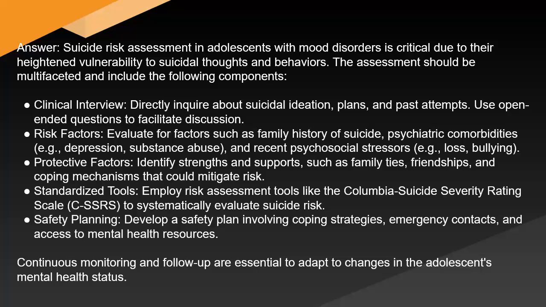Risk factors, evaluate for factors such as family history of suicide, psychiatric comorbidities, e.g., depression, substance abuse, and recent psychosocial stressors, e.g., loss, bullying. Protective factors. Identify strengths and supports such as family ties, friendships, and coping mechanisms that could mitigate risk. Standardized tools. Employ risk assessment tools like the Columbia Suicide Severity Rating Scale, C-SSRS, to systematically evaluate suicide risk. Safety planning. Develop a safety plan involving coping strategies, emergency contacts, and access to mental health resources. Continuous monitoring and follow-up are essential to adapt to changes in the adolescent's mental health status.